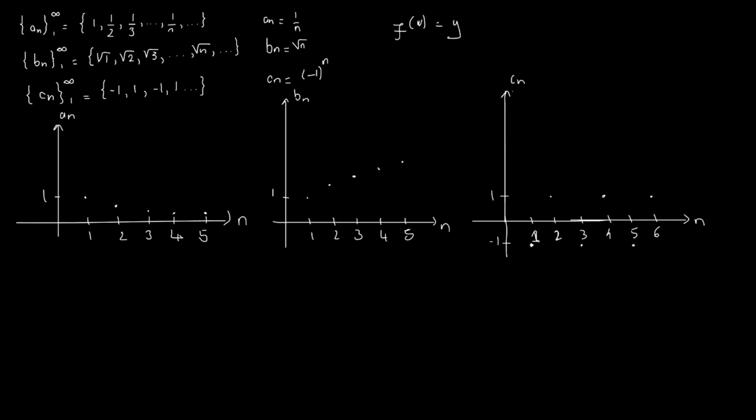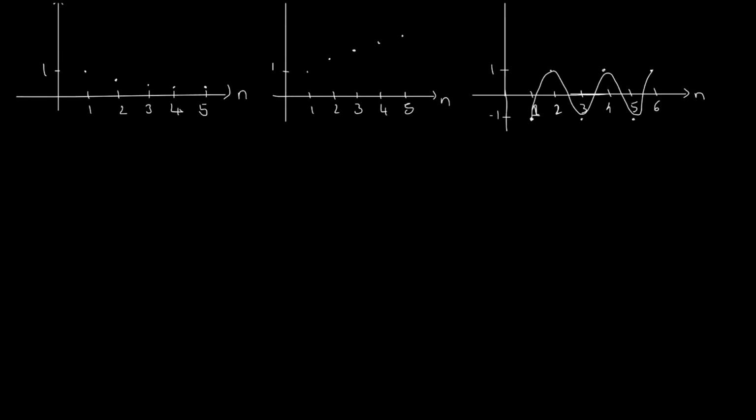And for sequence cn, this is quite an interesting one, because if you connect all these points within the sequence, it kind of looks like the sine graph, right? Which also oscillates between two values. And we say that this sequence is also diverging because similarly, it doesn't approach any certain value, any specific point, and indeed it doesn't have any limit.